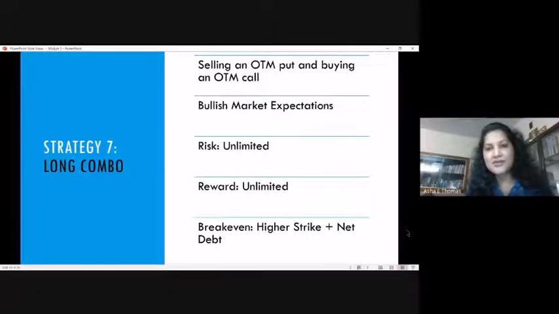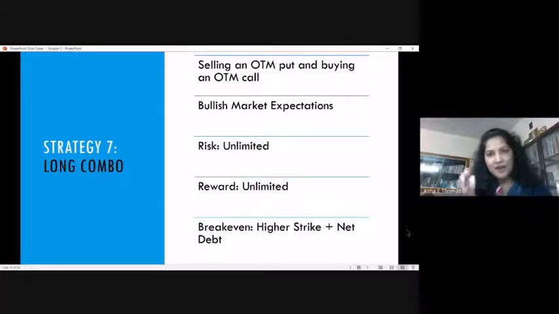Suppose your strike price is 5,000 for selling this asset. This person would be willing to sell the asset when the price is below 5,000 in the market. So that is out of the money.